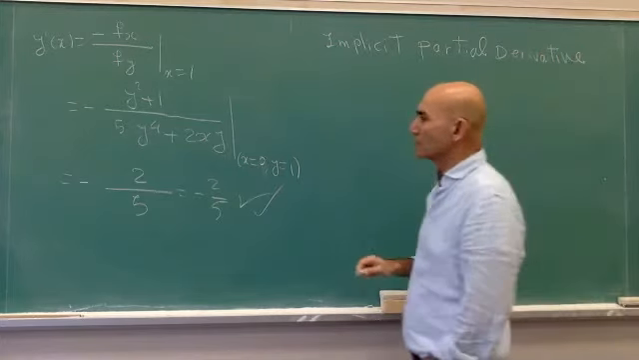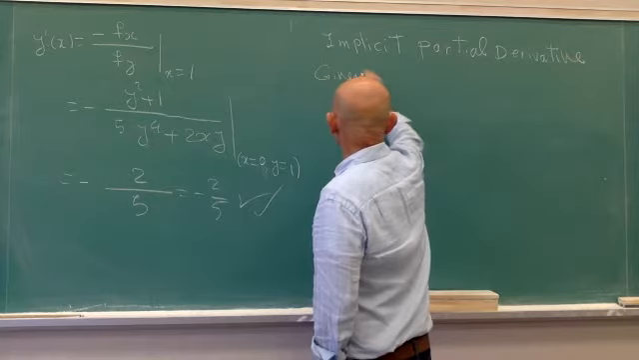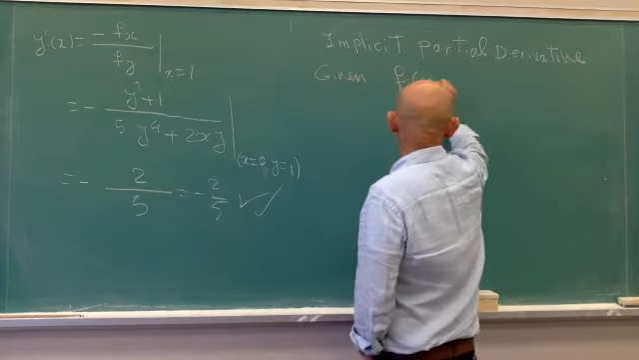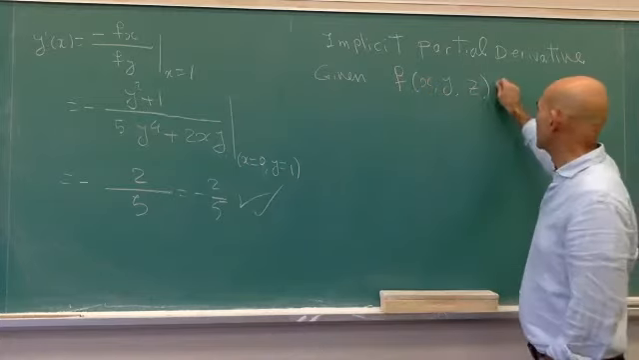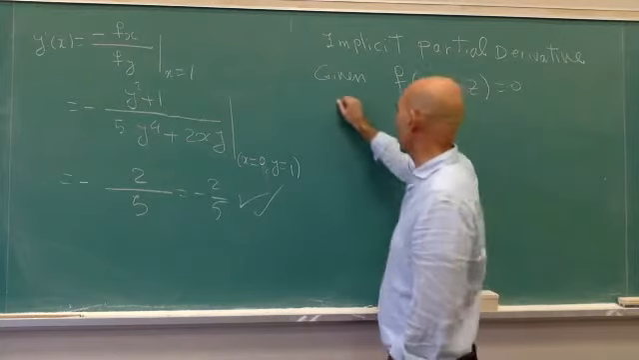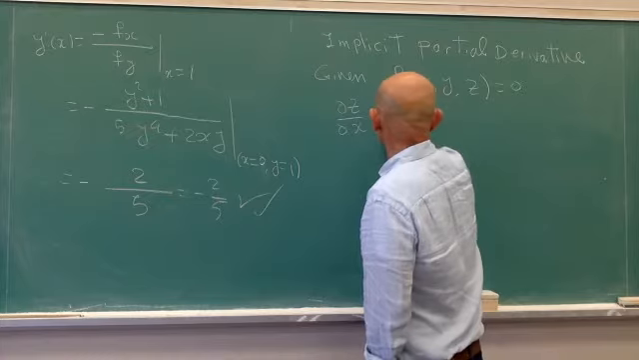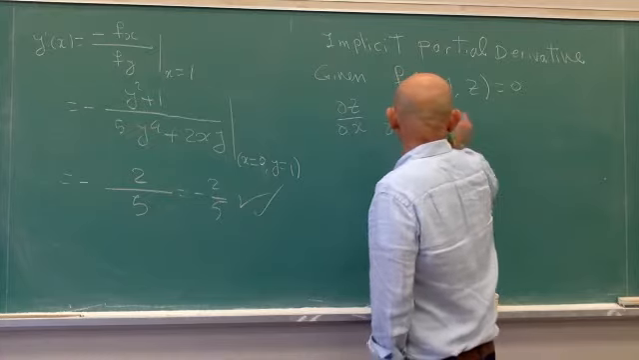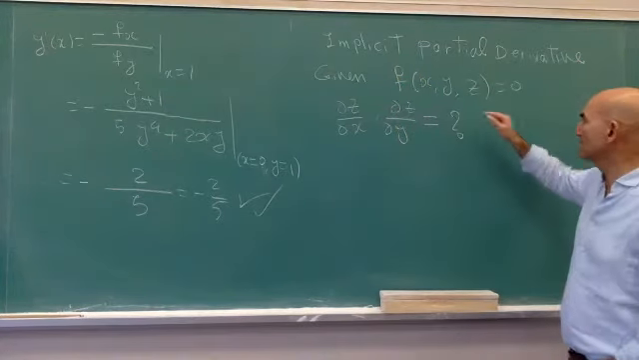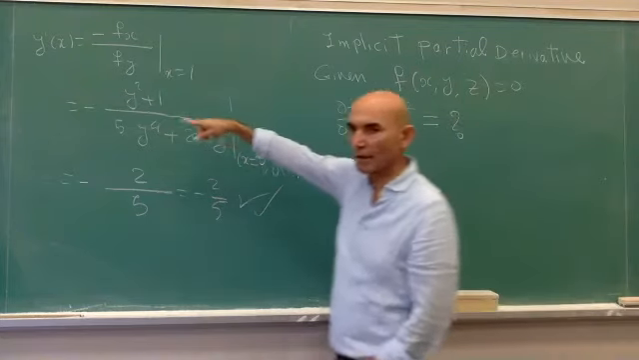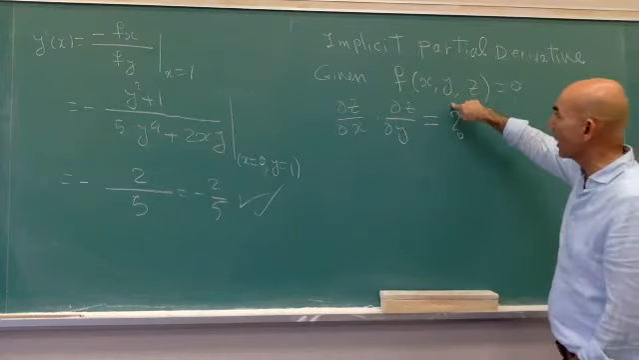So a function like this is given. For example, something like this: f of x, y, and z equal to 0. And we want to find dz dx and dz dy. We want to know these things. So what is the idea in this case? The idea is that this is not 2 variables. This is 3 variables here, right? So z is a function of x and y.